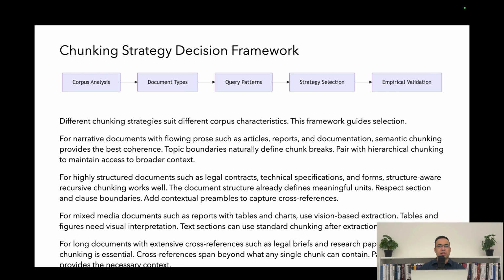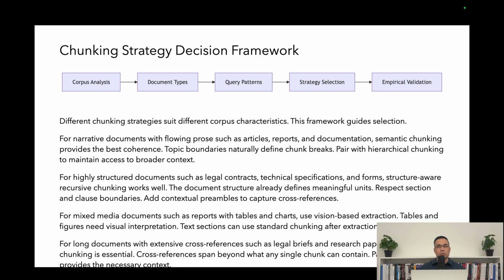For long documents with extensive cross references, hierarchical chunking is pretty important. Cross references span beyond what any single chunk can contain, and parent expansion provides the necessary context. For knowledge bases with independent articles, simple approaches will be pretty sufficient. Each article is already a coherent unit. Recursive chunking within the articles handles the length constraints.